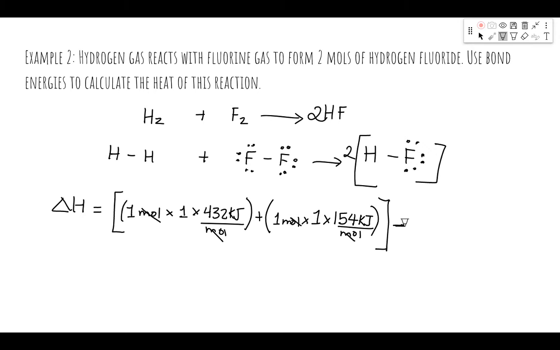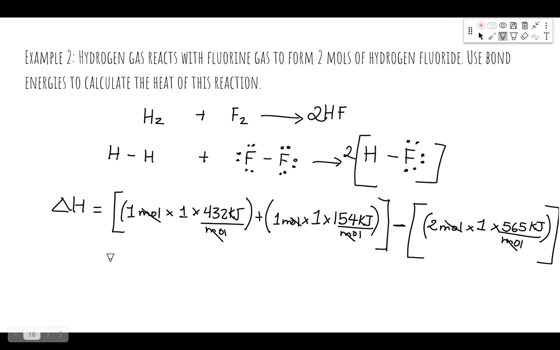Now we have to subtract the sum of the bonds formed. So there's only one product and only one type of bond, which is the HF single bond. So taking a look at the coefficient, 2 moles, because the coefficient is 2, times one of those bonds, times the bond energy of an HF single bond, which is 565 kilojoules per mole. Again, my moles will cancel.